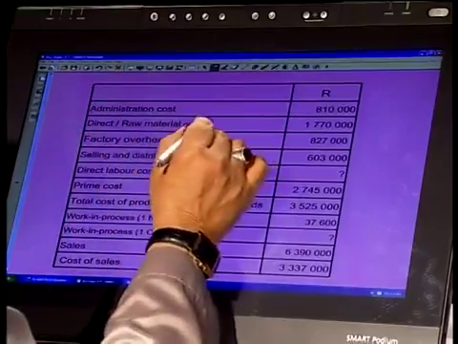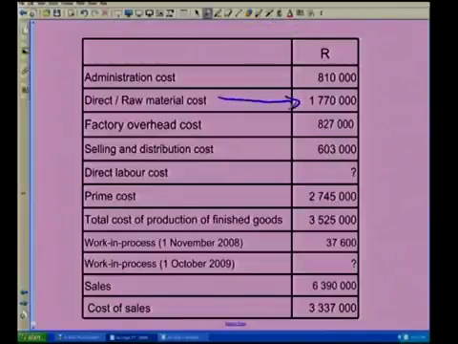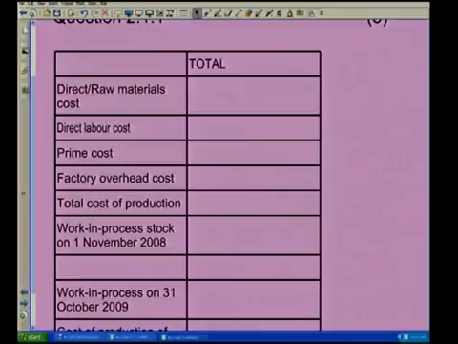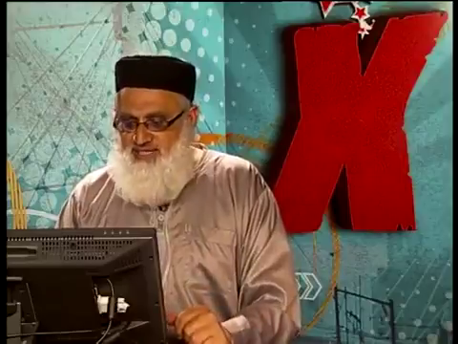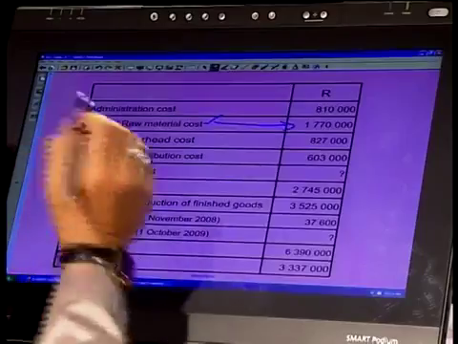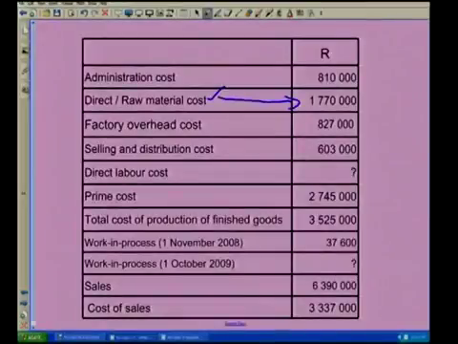The first thing that we're required to work out is our direct materials cost. Let's go to the question and see. Do we have it there? In my information, direct raw materials cost. There's my information. Can you see it? Immediately what I do, I tick it off. Why? I'm going to use that information, 1,770,000 into my answer book, 1,770,000. You can clearly see that this was information that I took from my given information.